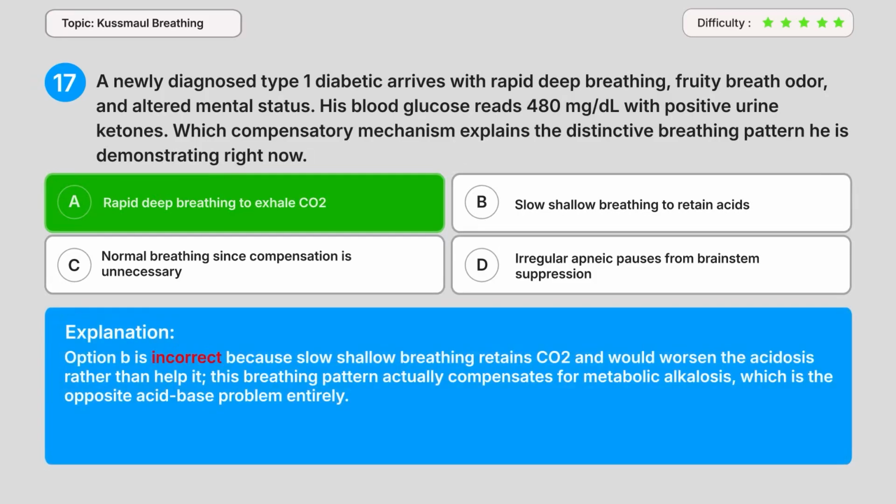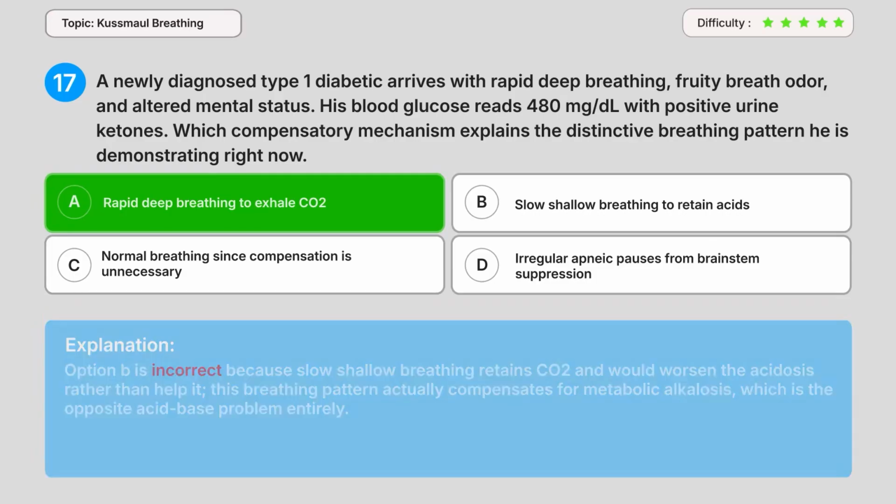Option B is incorrect, because slow shallow breathing retains CO2 and would worsen the acidosis rather than help it. This breathing pattern actually compensates for metabolic alkalosis, which is the opposite acid-base problem entirely.